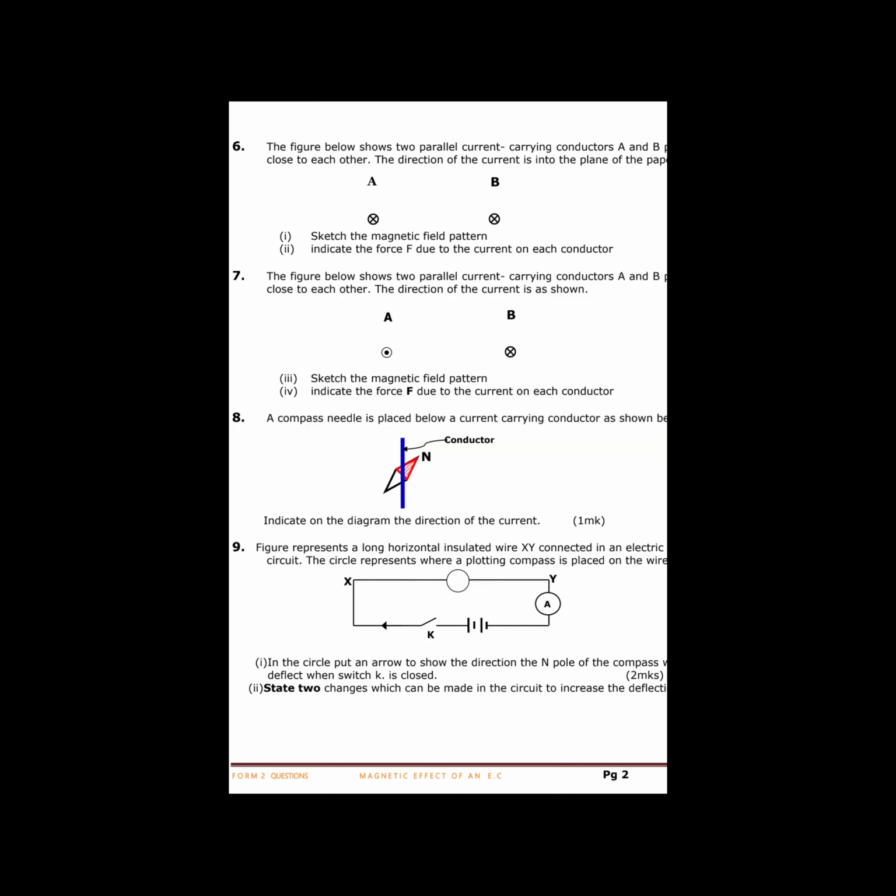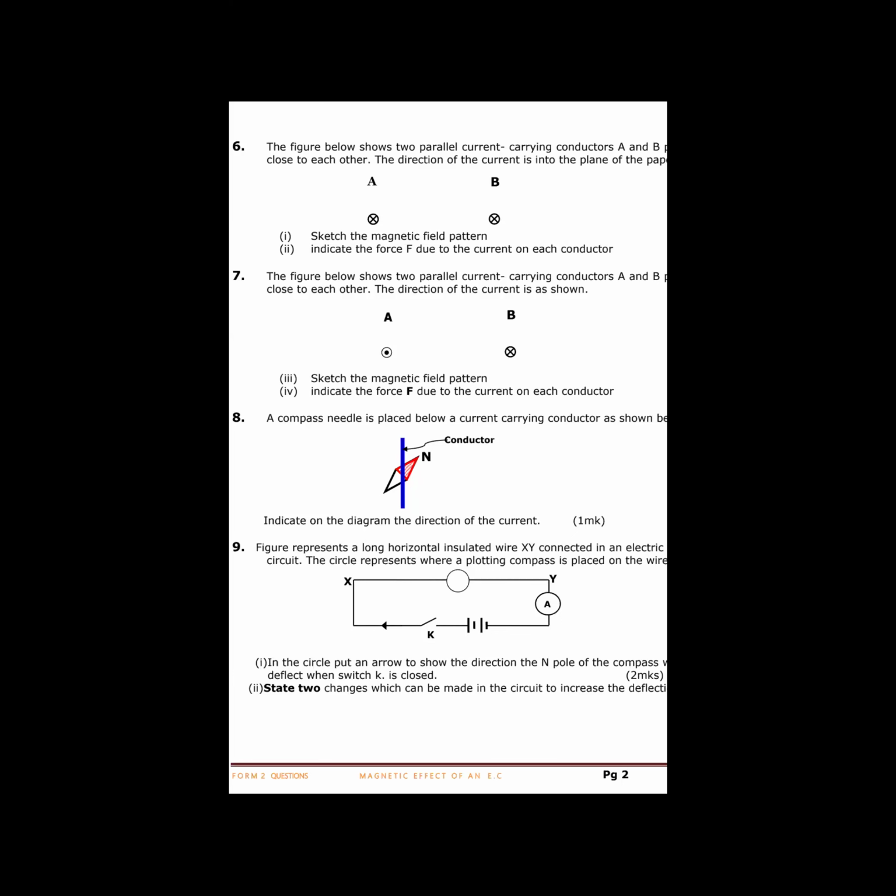So we are using the meaning of the symbols A and B in question 6. You must first know the interpretation of this symbol. Is it current up or current down? This one is current up. The X is current down.